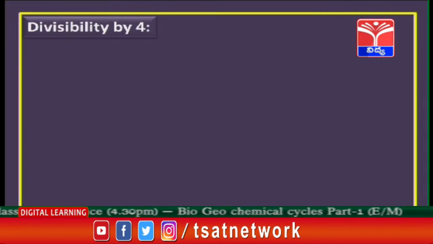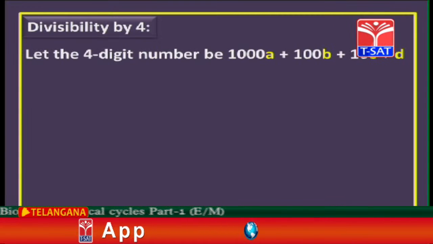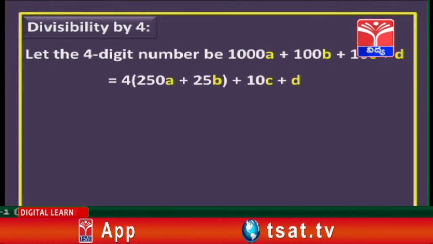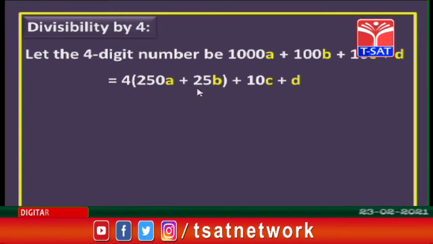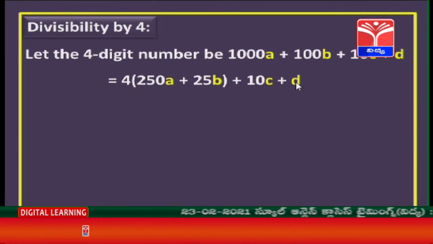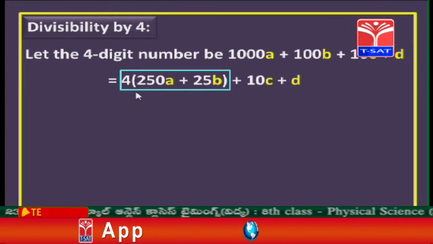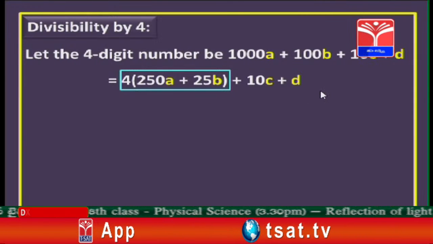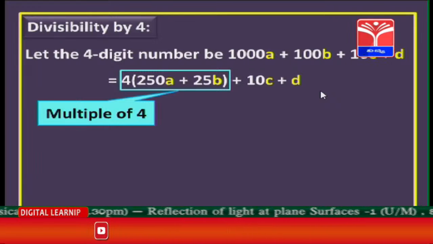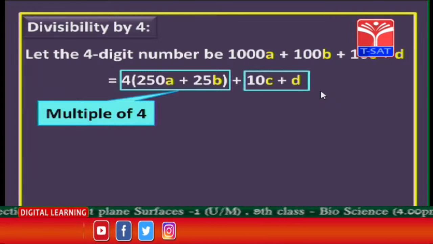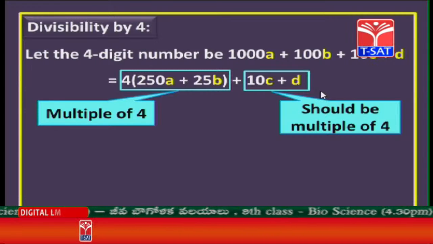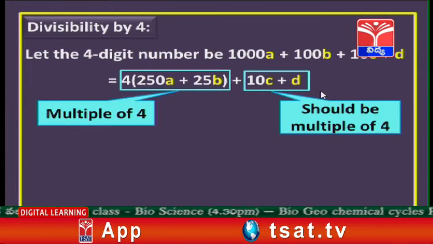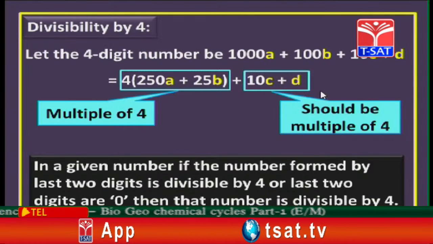Now, let us move on to our next divisibility rule, that is divisibility by 4. Let us consider a 4-digit number as shown. Now, I am going to take 4 common from the first two terms. If I take 4 common, I get 250a plus, from 100 I have taken 4 common, 25b, plus 10c plus d as it is, no change. Now, if you notice, 4 into 250a plus 25b is a multiple of 4, or it is divisible by 4. Now, what is left? 10c plus d. This should also be a multiple of 4, or 10c plus d should be divisible by 4. Then I can say the given number is divisible by 4.